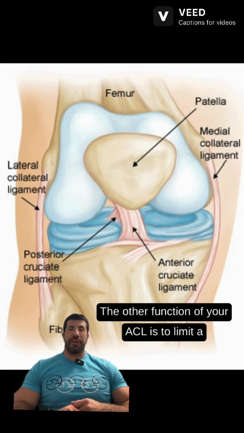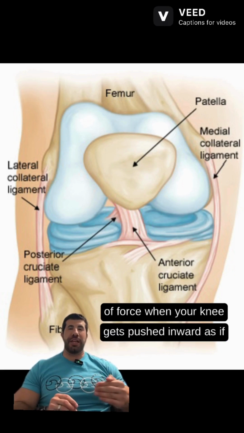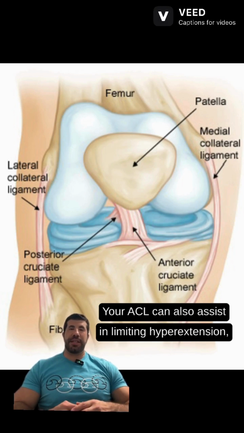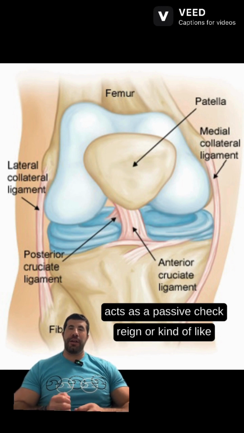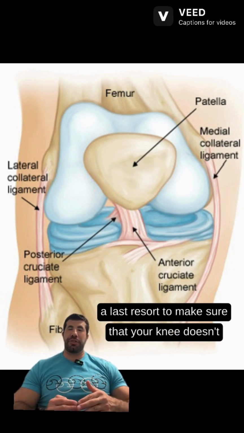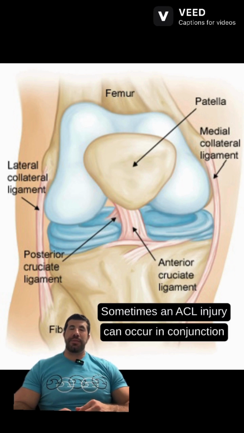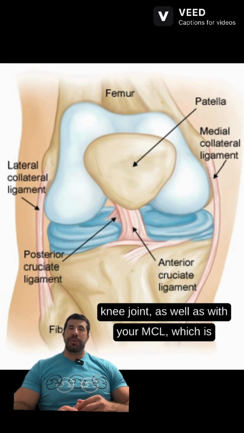The other function of your ACL is to limit a valgus or a twisting force, which is the same type of force when your knee gets pushed inward as if somebody's going to knock their knee together. Your ACL can also assist in limiting hyperextension, where your knee straightens out a little bit too far, and that acts as a passive check rein or kind of like a last resort to make sure that your knee doesn't hyperextend. When we talk about ACL injuries, sometimes an ACL injury can occur in conjunction with a meniscus tear, which is the washer that sits within your knee joint, as well as with your MCL.